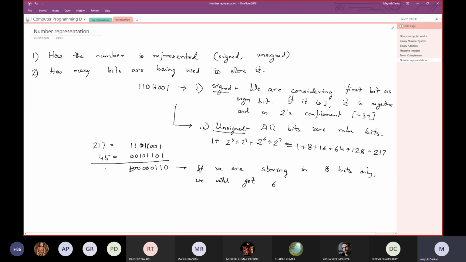So it may seem that computer is doing wrong here, but remember, computer is not doing anything wrong here. The problem is in our representation. Computer simply is looking into the bit stream, doing the addition, is going to store it, but is saying that no, that much amount of storage is not available to me, simply chopping the leftmost bit off and storing that. The problem is in our representation. That's why we are getting the result of 217 and 45's addition as 6 and nothing more than that. Let me show you.